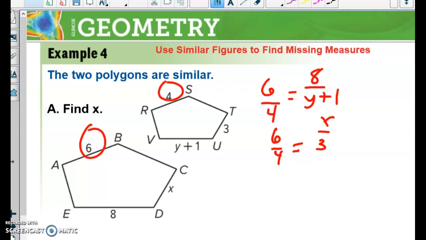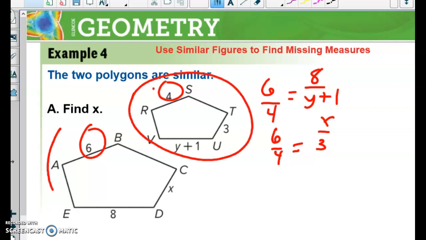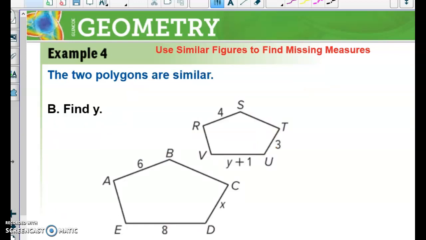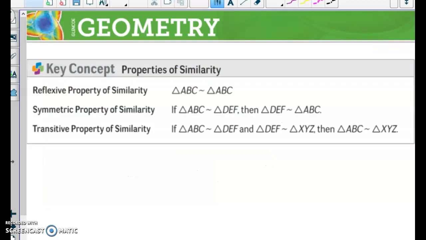Now, if you want to set it up as top is to bottom, then you're going to write 4 is to 6. But as long as you stay consistent, remember, all the lengths from this picture have to be in the same position as all the ones in this one. Okay? Keep them in the same position, it makes it easier. All right.